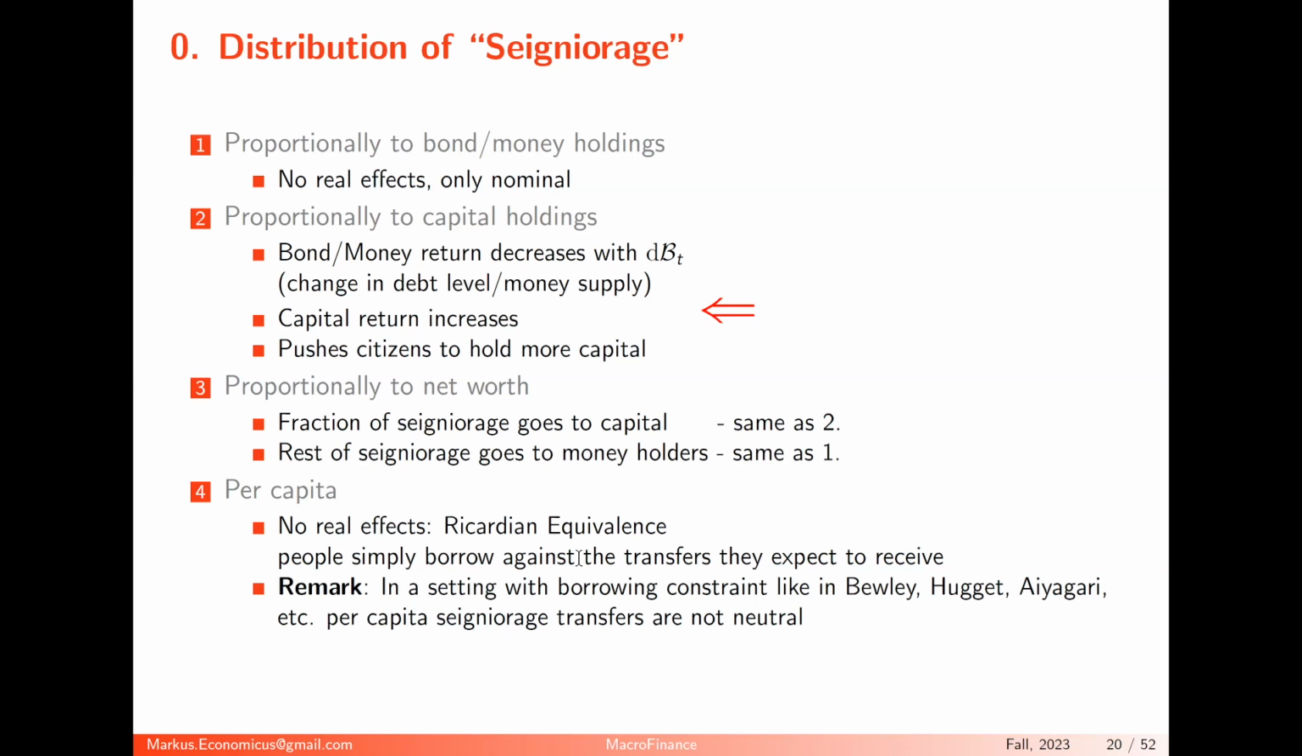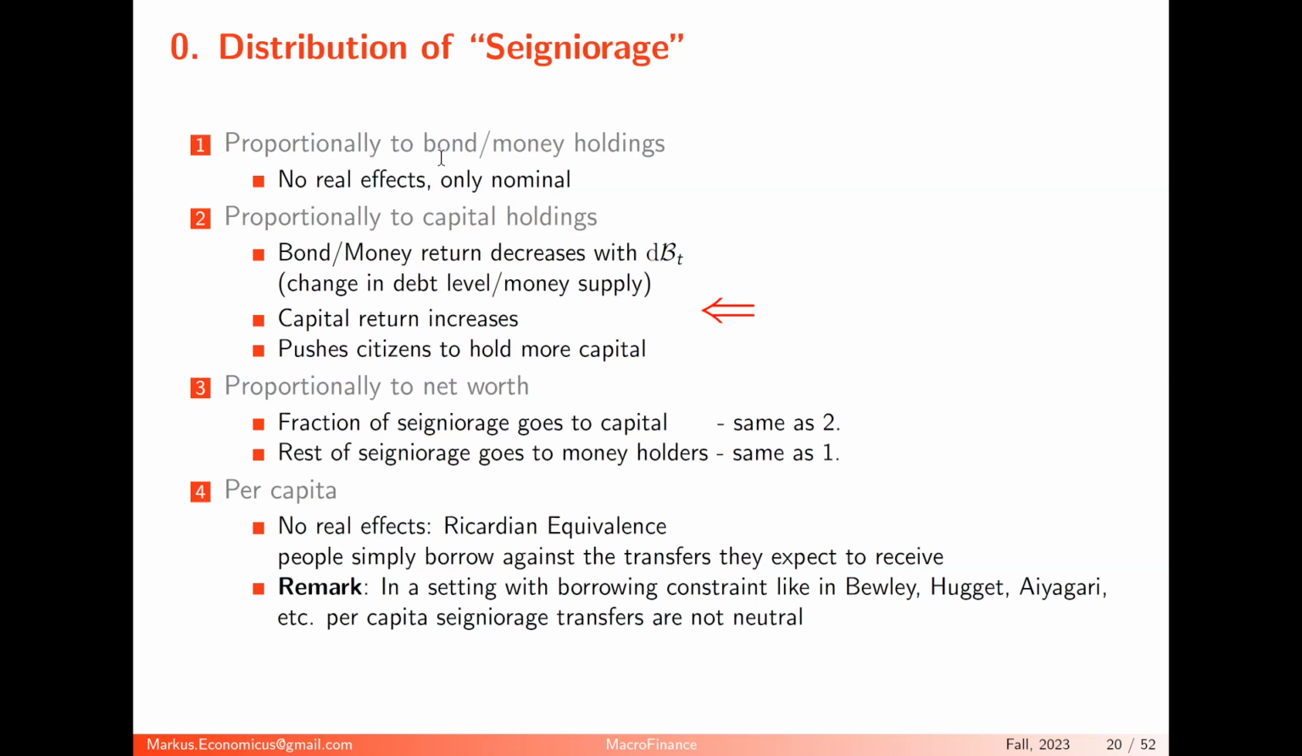And now a third option would be I pay it proportionate to the net worth. That would be the same. A fraction goes to the capital holders and a fraction goes to the money holders. So it would be a convex combination of 1 and 2. Option 1 has no impact. Option 2 has this impact on portfolio choice. So it would be the same, just a little bit more muted compared to 2, but it would be the same as 2. Because 1 has no real impact.